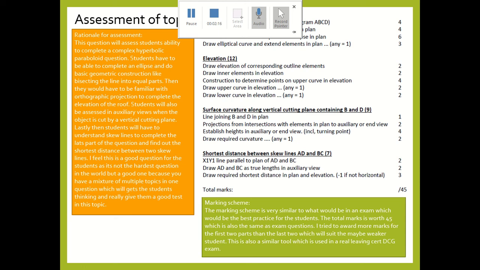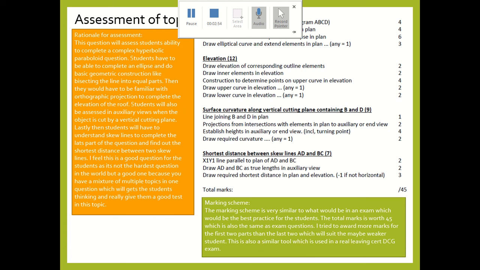I find this is a great question as it goes through all of the key principles that I talked about at the start of this PowerPoint. You have your basic orthographic projection, drawing the plan and elevation, trying to find points in both views. We have skew lines, so we have to find the perpendicular distance, or the shortest distance, between two skew lines. And we also have auxiliary views, which is also a good skill that students need to learn. So I think this question has a mixture of everything.